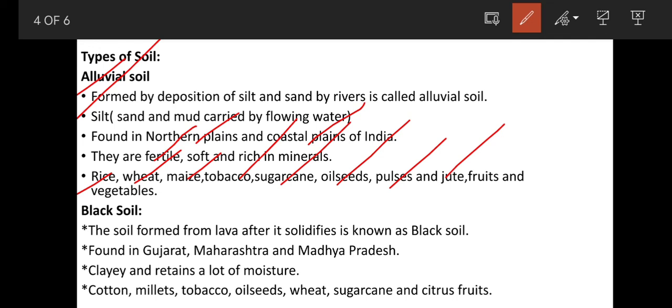Also, we have discussed black soil. How are these soils formed? These soils are formed from lava, that is, due to volcanic eruption, when the lava solidifies. And black soils are found in which part of India? Gujarat, Maharashtra and Madhya Pradesh. Black soils are clayey and they retain a lot of moisture. And the crops which can be grown in black soils are cotton, millets, tobacco, oilseeds, wheat, sugarcane and citrus fruits.